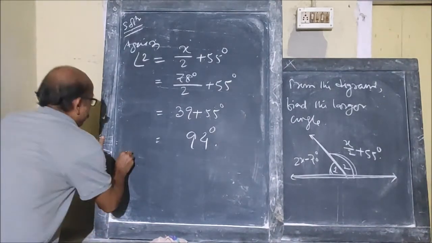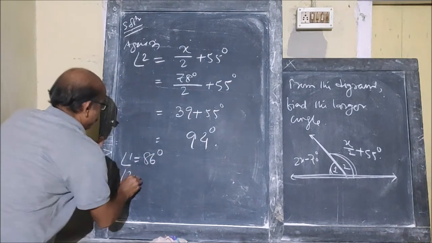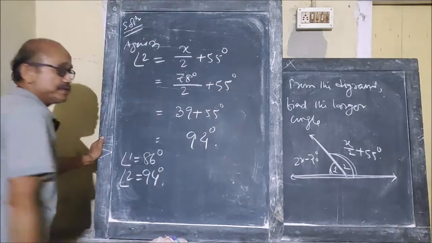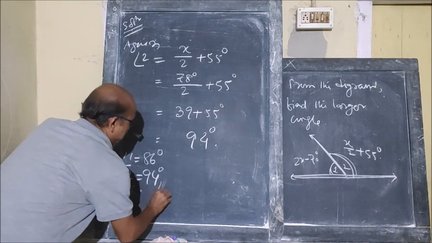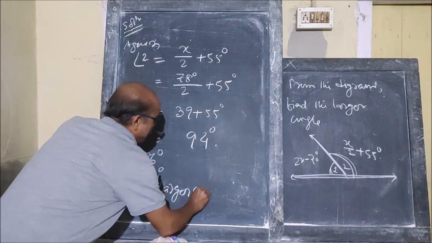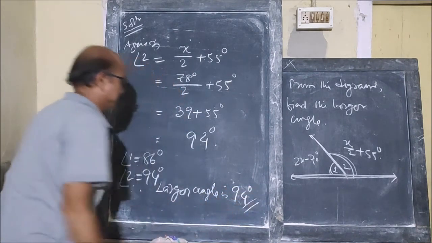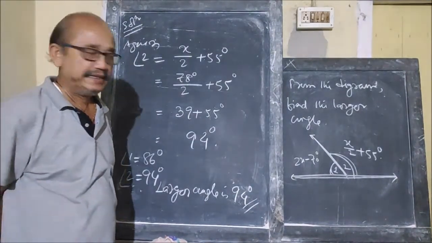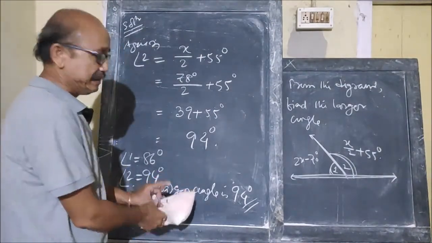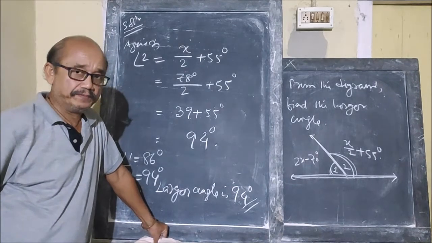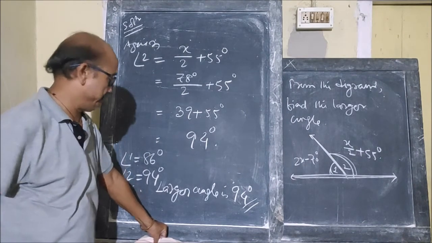So we can write here, angle 1 is what? Angle 1, we have 86 degree. Angle 2, we have 94. Therefore, which is the greater one? Or which is the larger one? Therefore, larger angle is 94 degree. Thus we can solve many other problems. If you know the geometrical system, then you can easily do every problem.